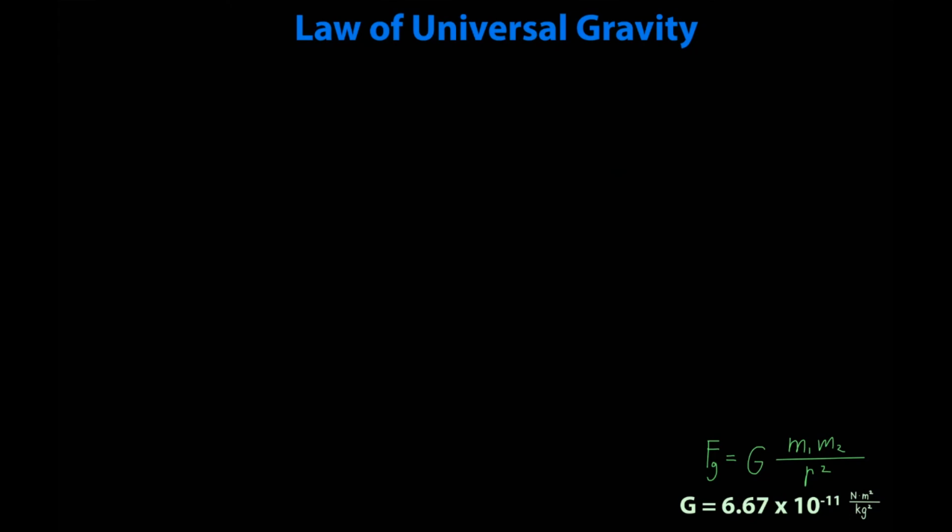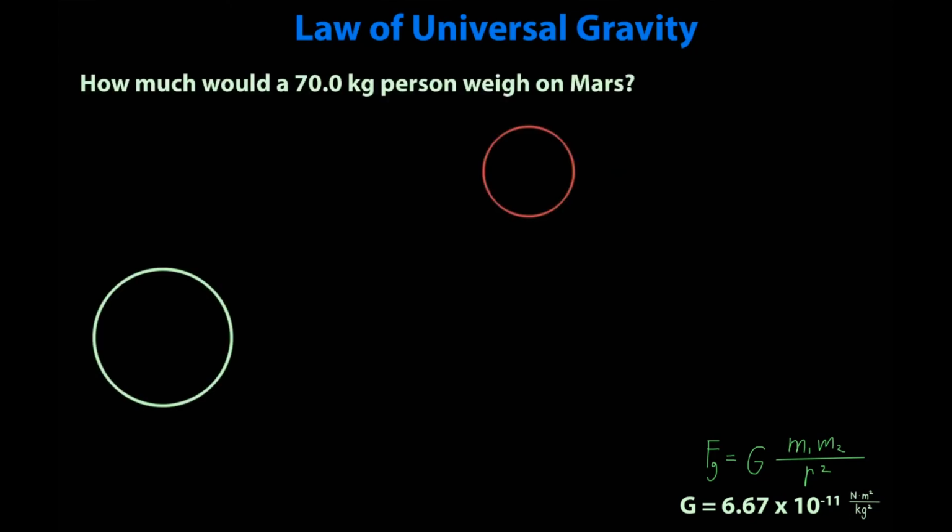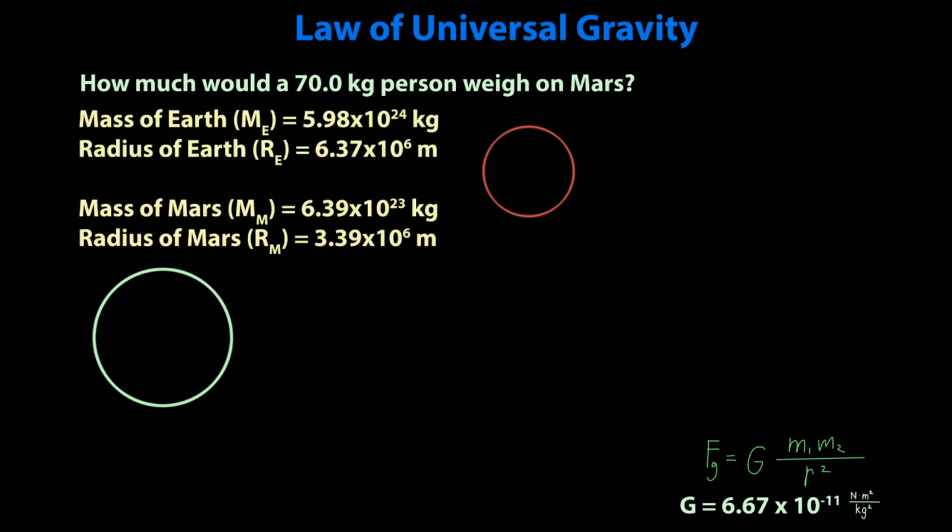Okay, so let's talk about the third common type of question with this topic. How much would a 70-kilogram person weigh on Mars? Now, I'm going to do this problem twice because there's something I want to show you. And we're going to make use of these. So we're going to do it on Earth and on Mars. This is the mass of the Earth, radius of the Earth, mass of Mars, and radius of Mars.